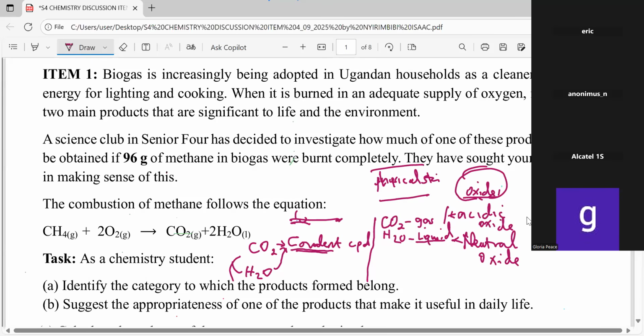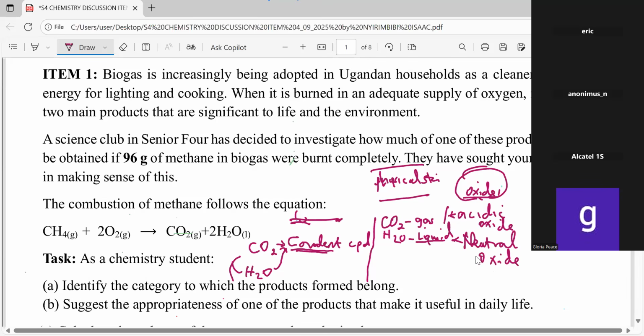Gloria, unmute. Teacher, good afternoon. Good afternoon. I'm just asking, what if I say water is a neutral oxide because it does not stain blue or red litmus paper?